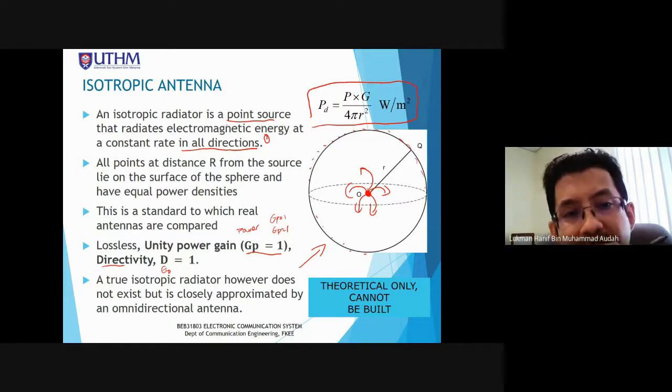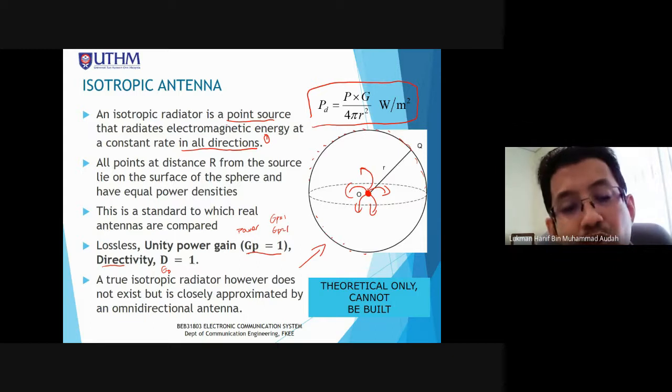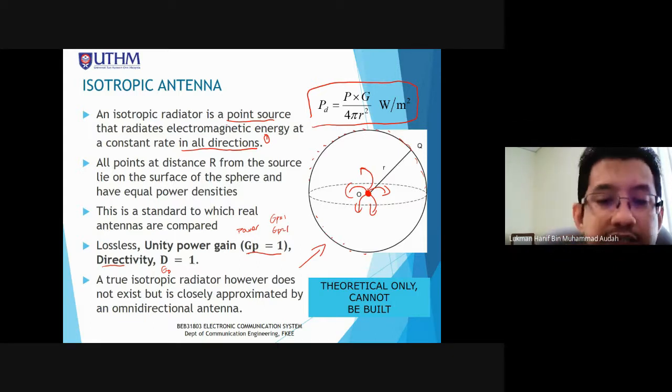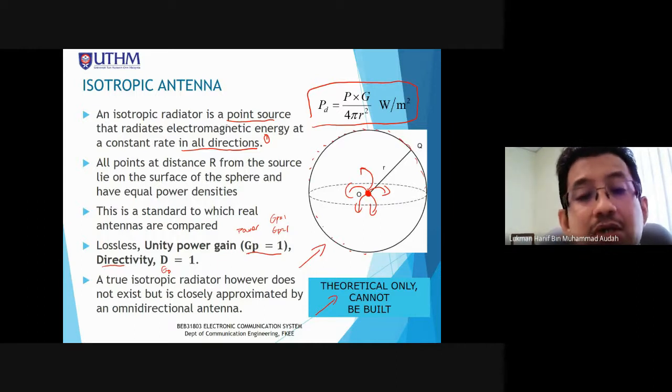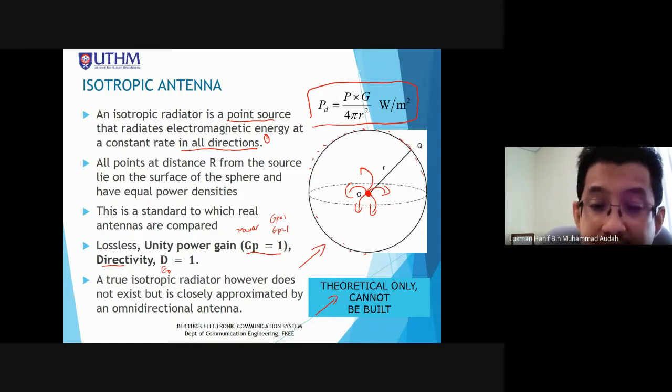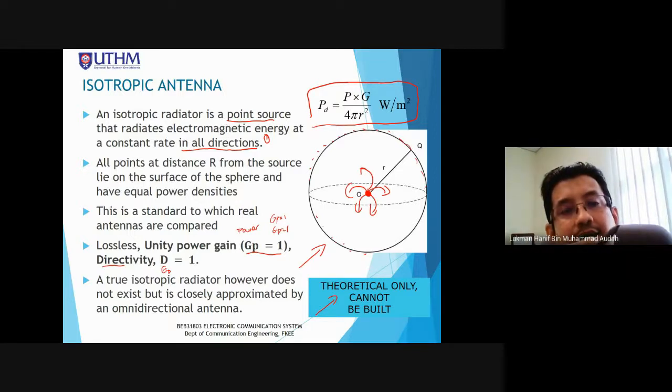So you might wonder, what is this antenna for? What is the purpose of this antenna? So this antenna dia sebenarnya tidak wujud dalam dunia sebenar. It is only a theoretical concept. Okay, it is only a theoretical concept that we use as a reference when we design the real antenna. Apabila kita design antena sebenar, kita akan menggunakan isotropic antenna sebagai rujukan.